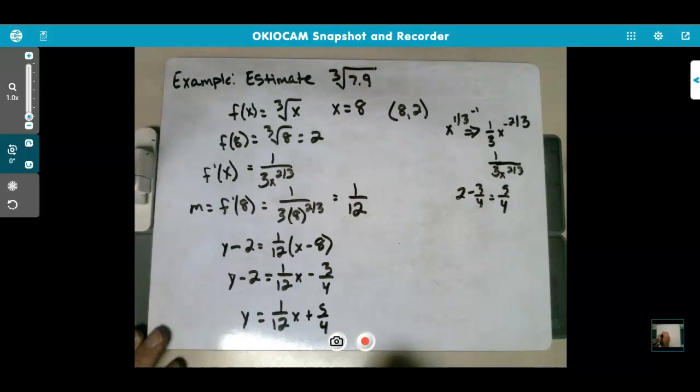y equals 1/12x plus 5/4. So if I want to find the cube root of 7.9, I can just plug this in to that guy here. 1/12 times 7.9 plus 5/4. And if you were to work that out, what you would get is 1.90833333, so 3 repeating. Again, what this does is it helps us get really close to a value that normally I can't do.